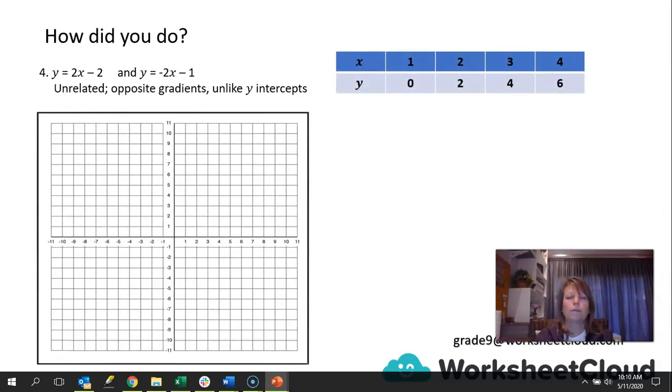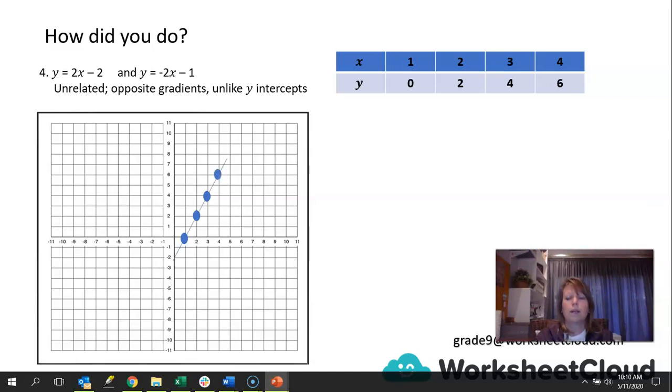Where x is 1, 2, 3, 4. Where x is 1, it would be 2 times 1 minus 2 gives me 0. There's the point. Where x is 2, it's 2 times 2 is 4 minus 2 gives me 2. There's the next point. Where x is 3, 3 times 2 is 6 minus 2 is 4. Next point. And where x is 4, 4 times 2 is 8 minus 2 is 6. Right.